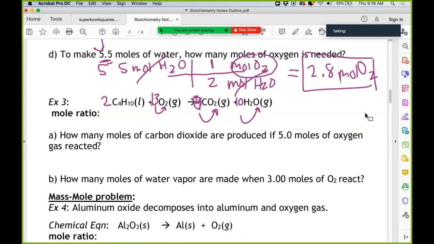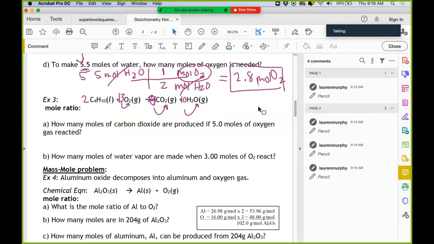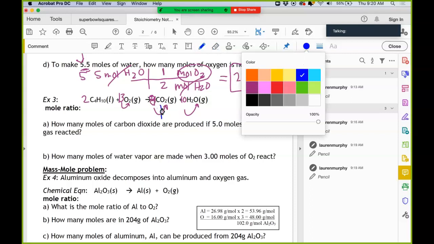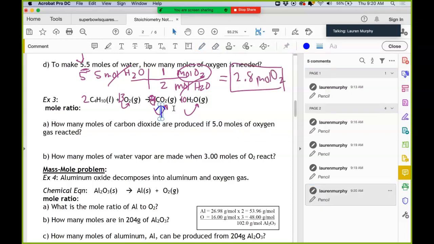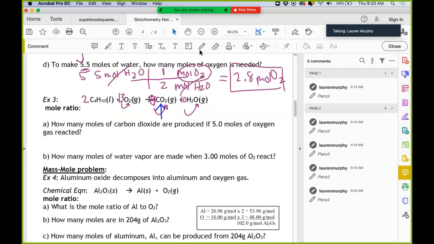Oh, whoa. Okay, so how many moles of carbon dioxide are produced? So that's this guy. Why does it keep doing that? And then I give you 5 moles of oxygen gas. So write out what I give you. That's this guy.